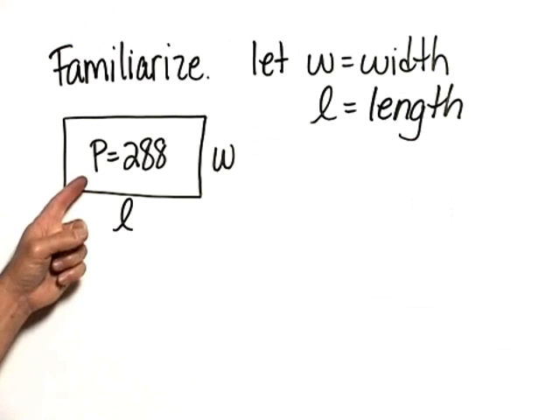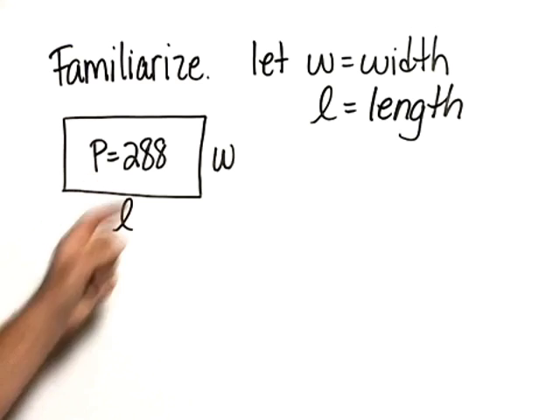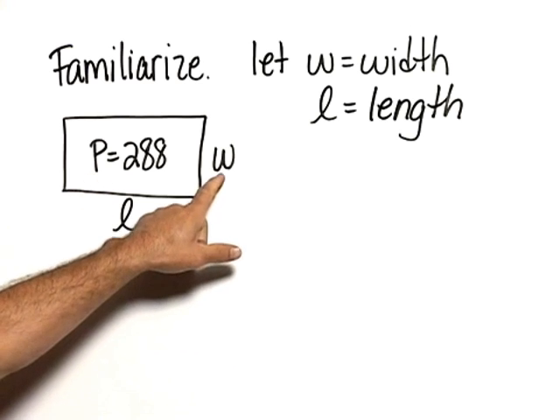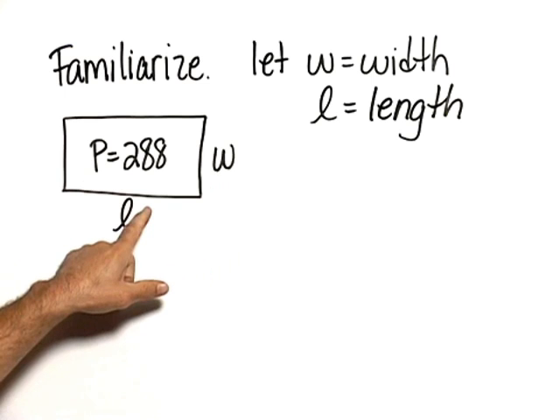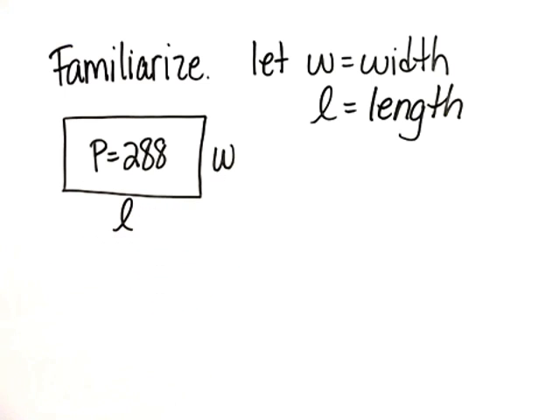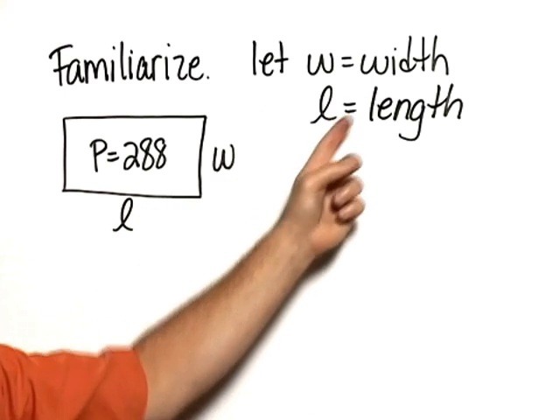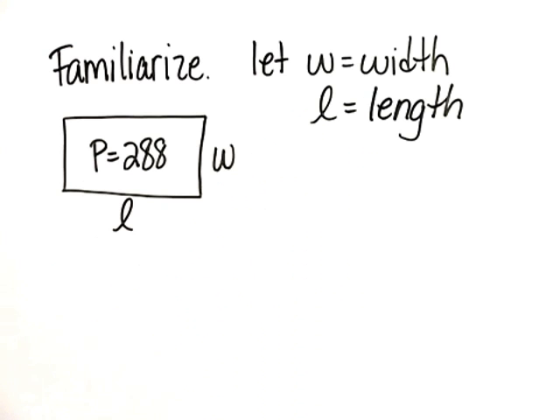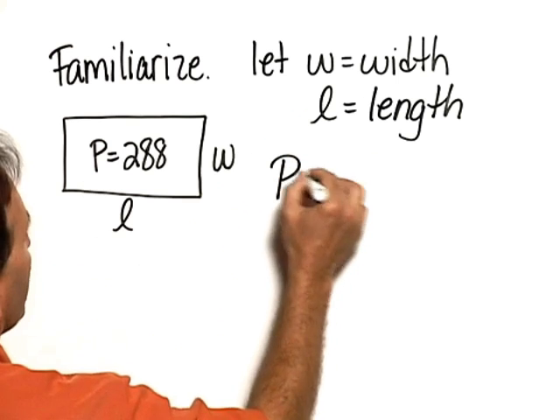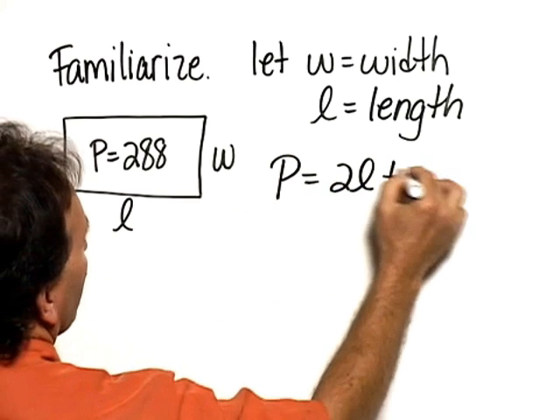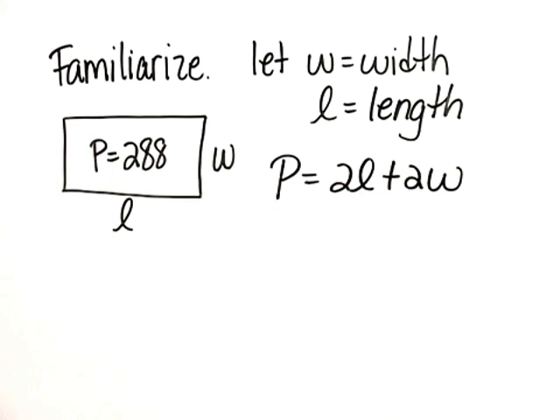I've drawn a little mini court where the perimeter is 288 feet, and I've labeled the length and width L and W. So we have W as the width, L is the length. The first formula that we can use here is that the perimeter is 2L plus 2W.